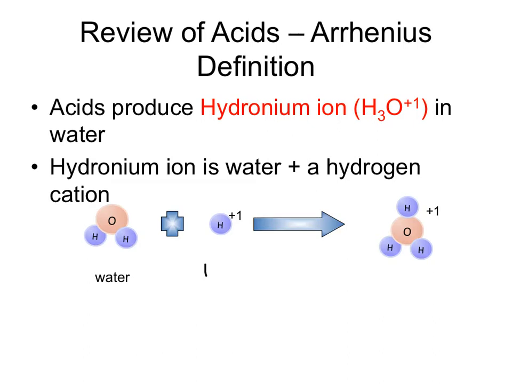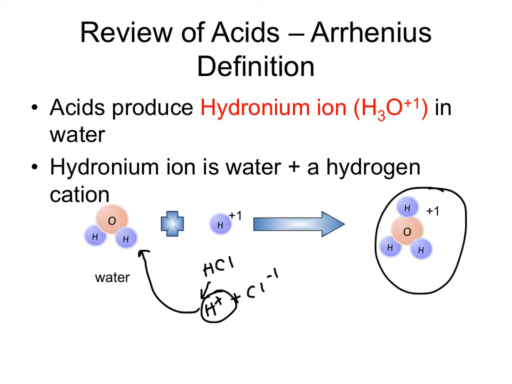Let's say, for example, we add hydrogen chloride to water. We know that that will split apart into the hydrogen and the chloride ion. Those hydrogen ions will attach to the water molecule to form the hydronium ion.